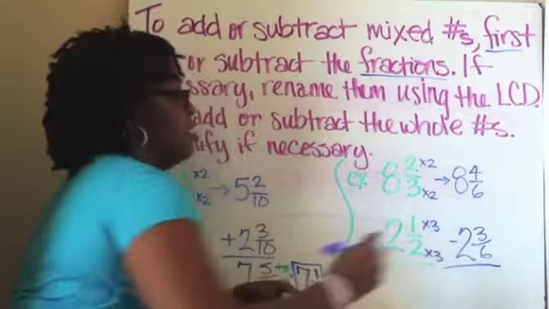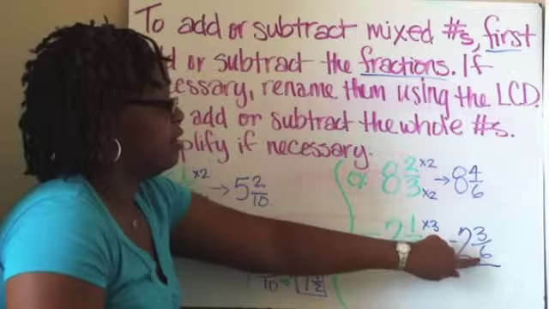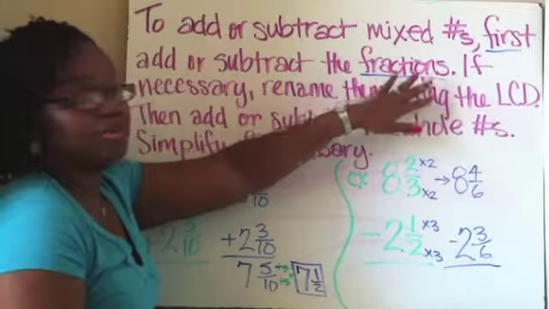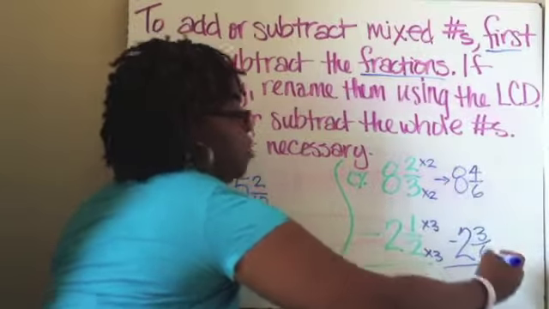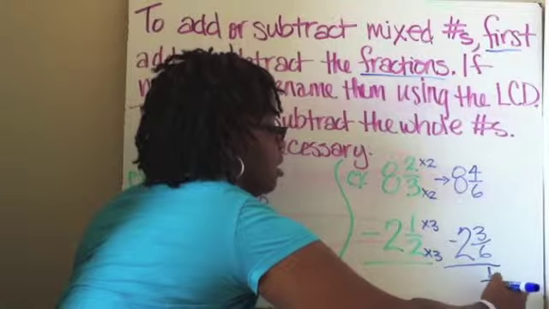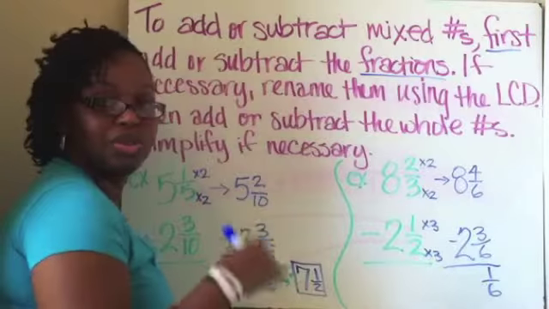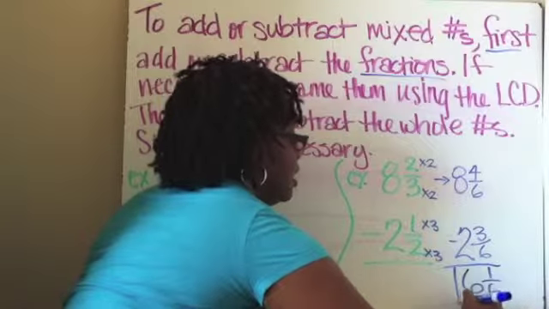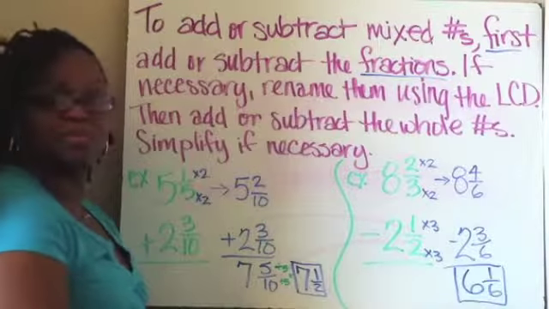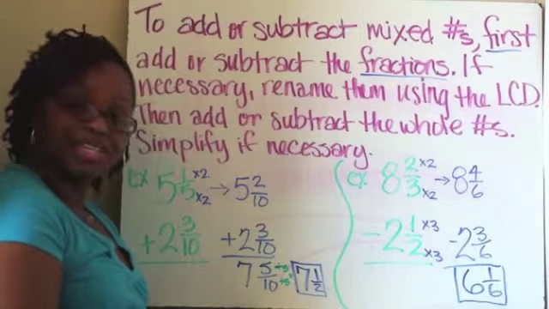Okay. So now that I have the same denominator, I can start by adding or subtracting my fractions first. So 4/6 minus 3/6, 4 minus 3 is 1. And now I can subtract my whole numbers. 8 minus 2 is 6. And that is in simplest form. So my answer is 6 1/6.